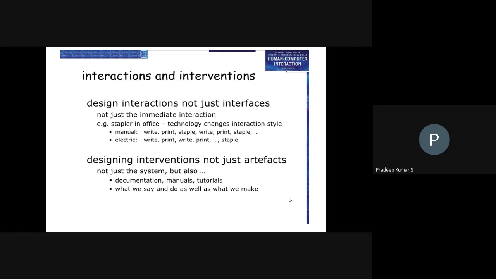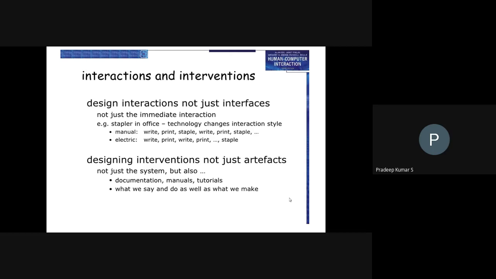Here, the manual and the electrical. While we go for the manual: write, print, staple, write, print, staple, write, print, staple. But if we go for the electric style: write, print, write, print, write, print, and at last we staple. That is the electric. So that is the design of interaction. The manual is different from the electrical style.